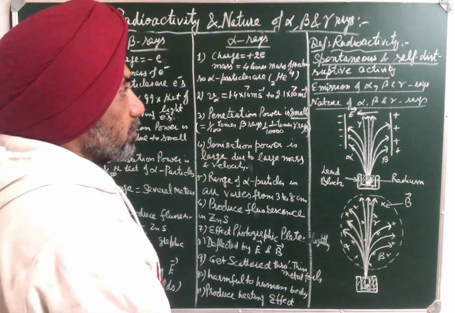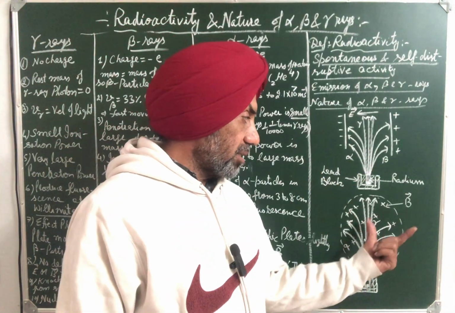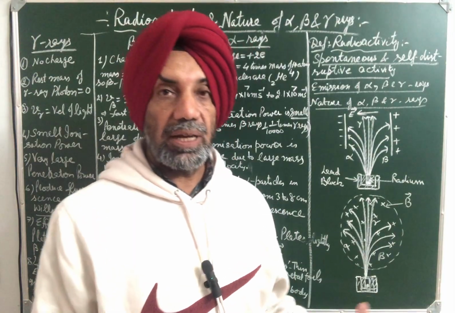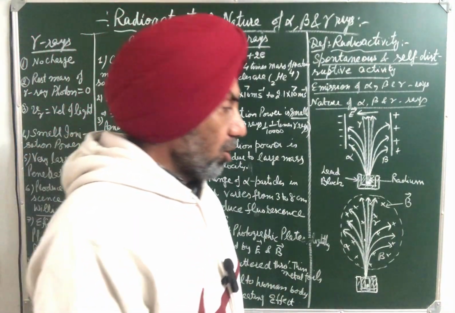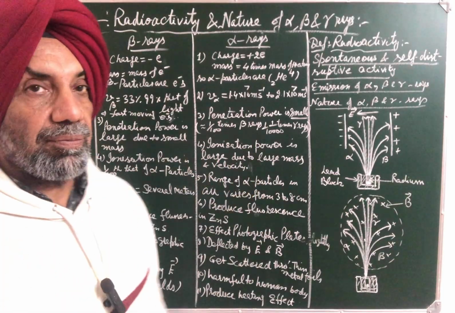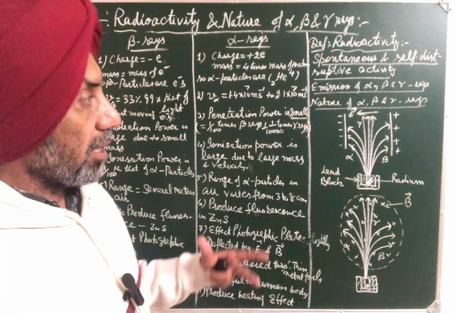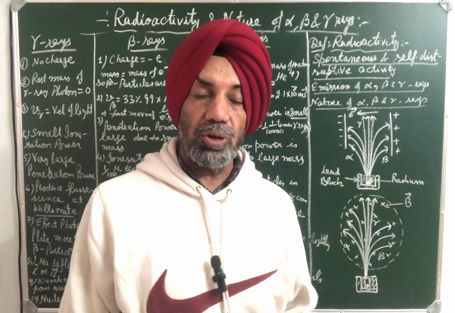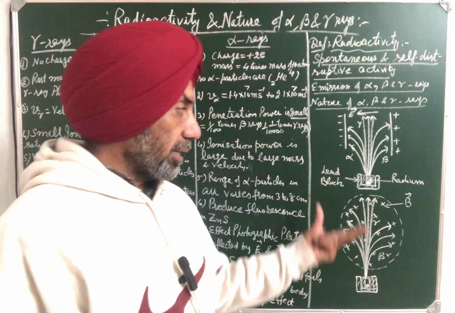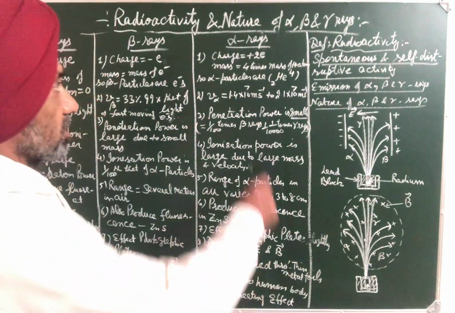So from this experiment we know that there are three types of radiations: alpha rays, beta rays and gamma rays. Now let us discuss some important properties of alpha, beta and gamma rays. To understand radioactivity topics more, we must know about radioactivity and the various types of radiations. So first, what are alpha rays?